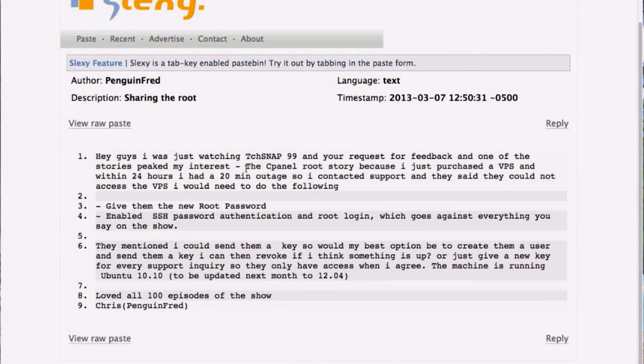All right. There was one more story. Sharing the root. Sharing the root is probably a question a lot of people have, that have people they want to work with. This came in from Penguin Fred.